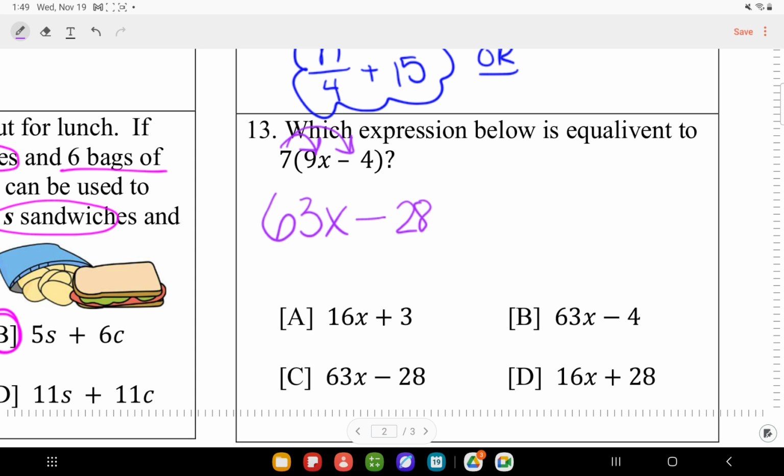Sorry about that, guys. I almost messed up with that. So we are going to pick the answer choice. Nope. Negative 28. Perfect. This one wants to trick you because it wants you to put a plus sign in between. Just be careful with that.